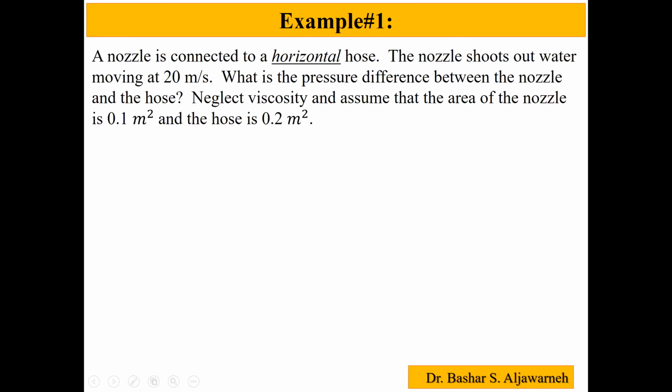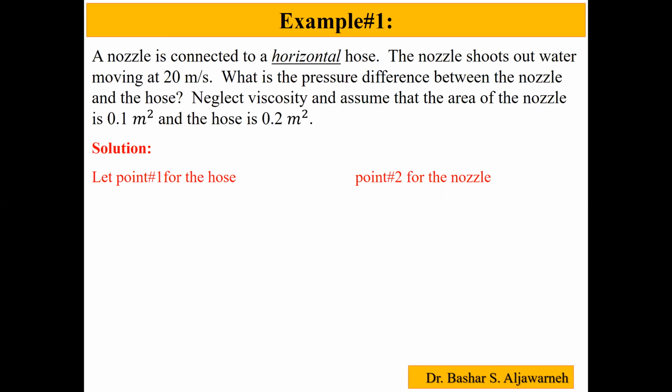The nozzle is connected to a horizontal hose. The nozzle shoots out water moving at 20 meters per second. What is the pressure difference between the nozzle and the hose? Okay, this question is about Bernoulli's equation. So the first step is to mark the hose as number 1 and the nozzle as number 2, as you can see here.